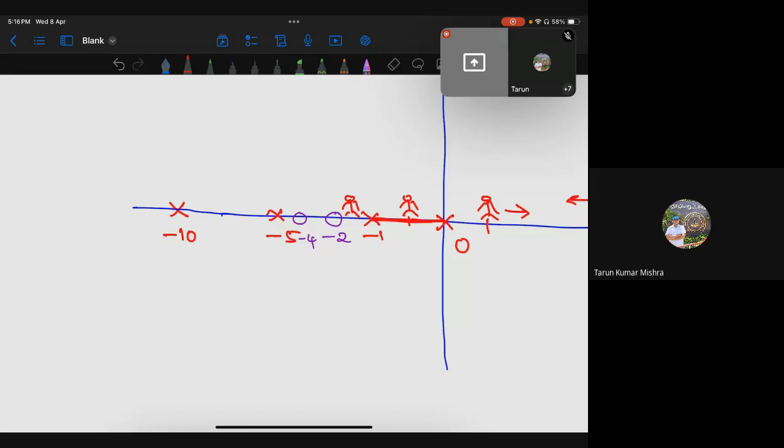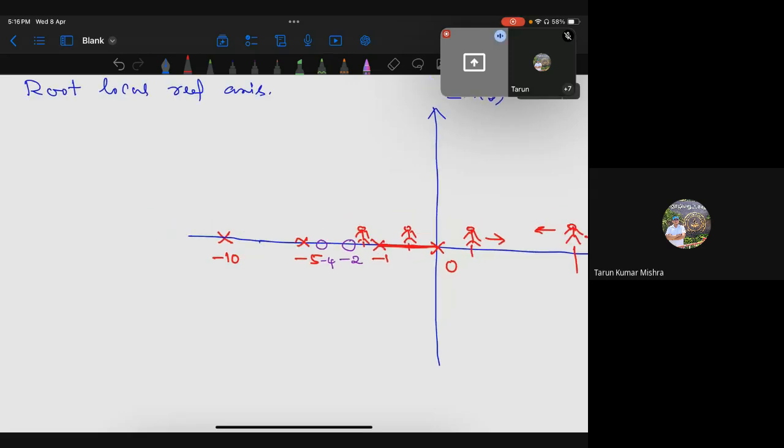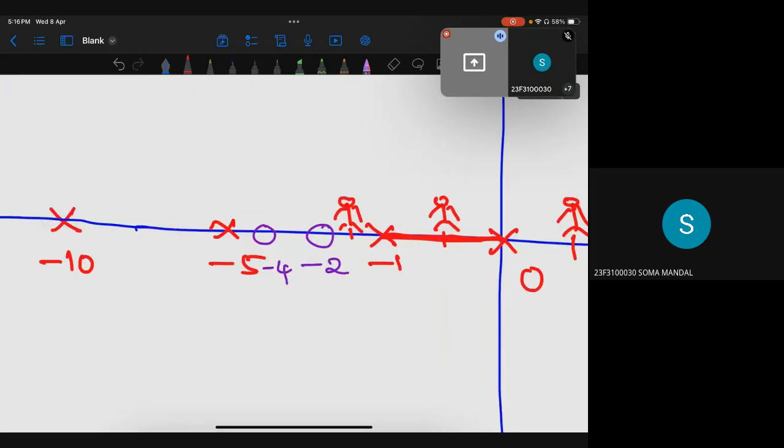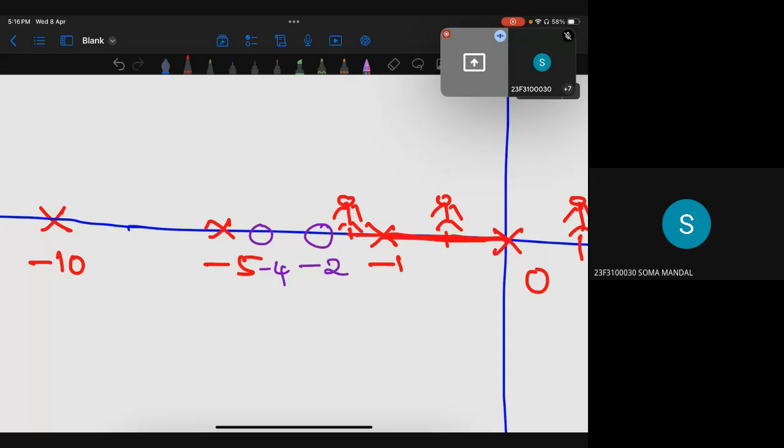Now you are standing here. At this point, if you look at the right side, how many do you have? Two poles, correct? That is an even number. Since that is an even number, this part is not part of the root locus. Is that clear? And that is true for this entire part. This entire part is not a root locus.